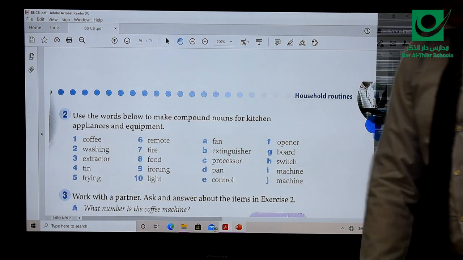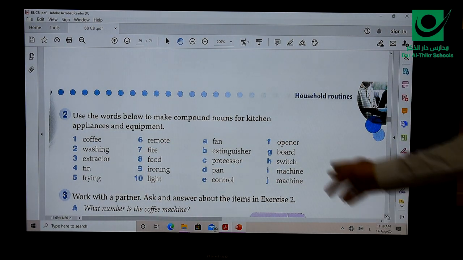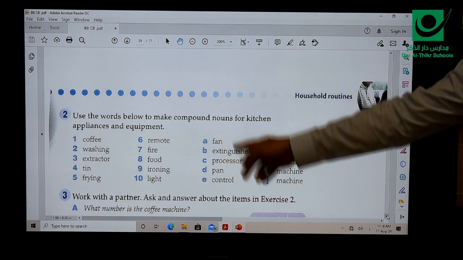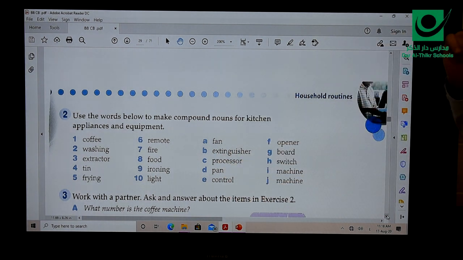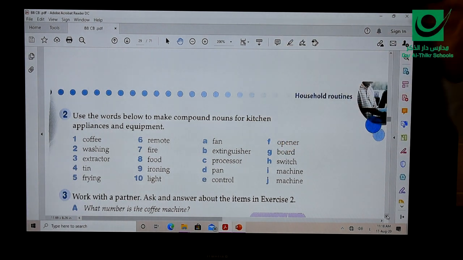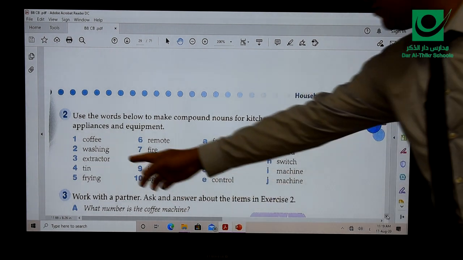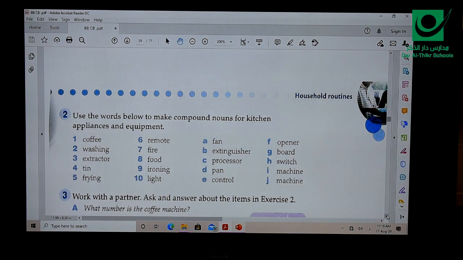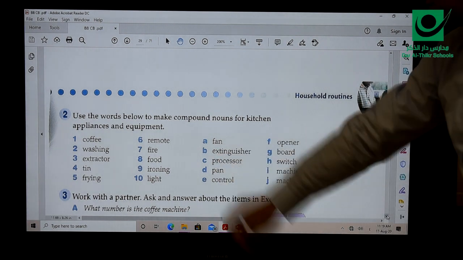Extractor. Find the other half. I think that when you go to your kitchen, you find a fan which absorbs odor or smoke. That's called extractor fan. Extractor fan.